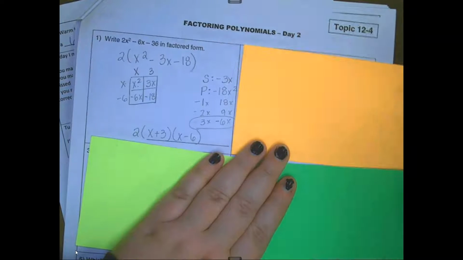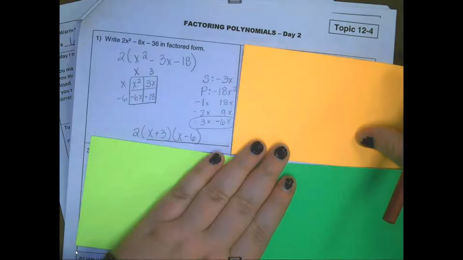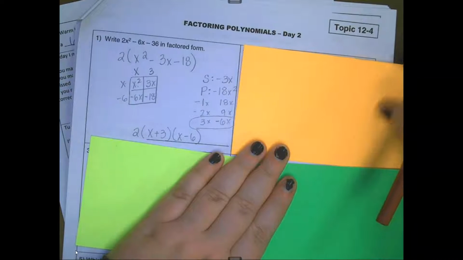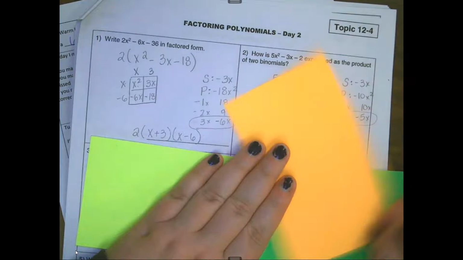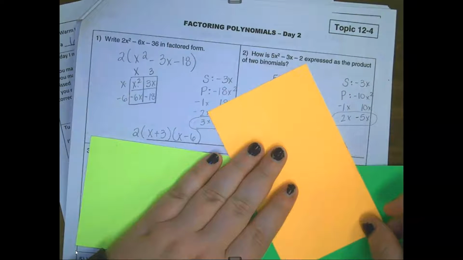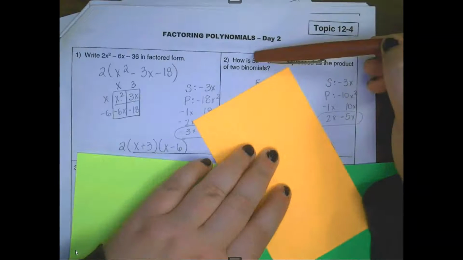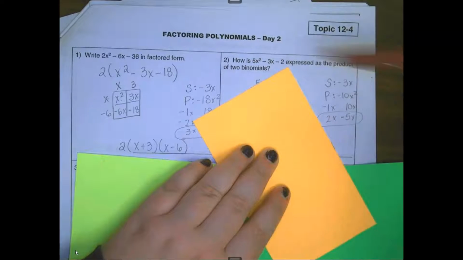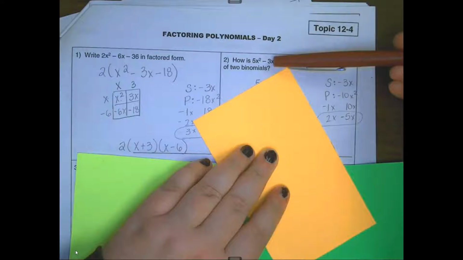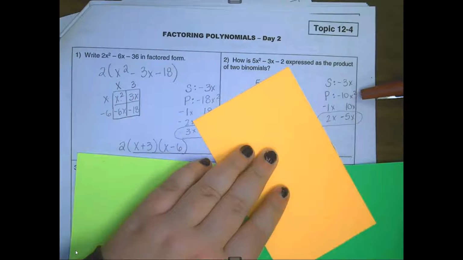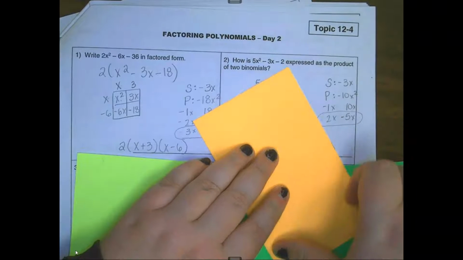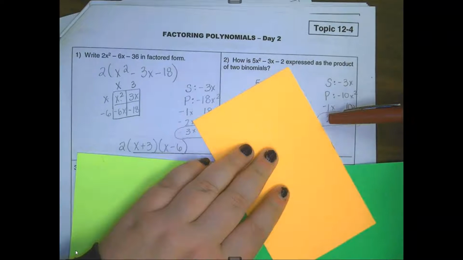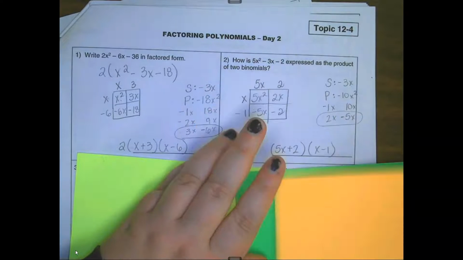So that's like the ones we've been doing. Nothing really different or special about that, but we are going to look at a couple of examples where things are a little bit different or a little bit unique. So number 2 started off like this. There was nothing to pull out. 5 and negative 3 and negative 2, nothing to pull out. So my sum was negative 3, my product was negative 10. So I listed them out. I saw that it was 2x and negative 5x. So I filled out my little table.